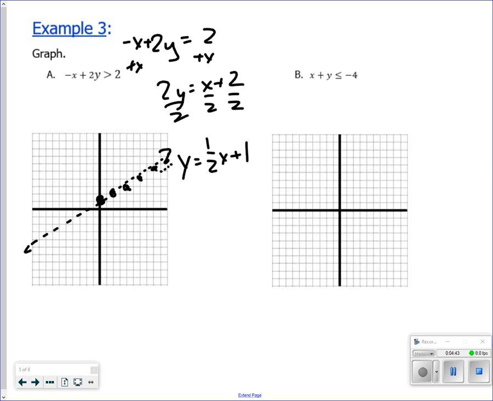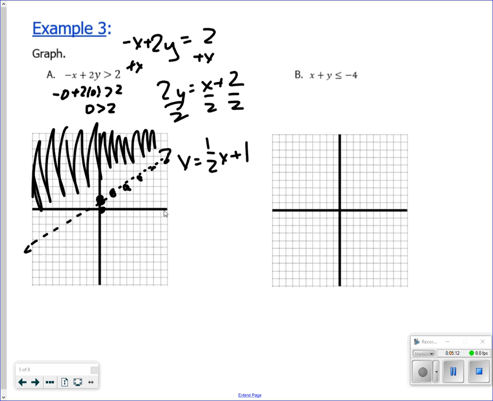How do I decide that? Pick any point you want that's not on the line. For instance, if I picked like (0, 0), which is right here, below the line. If you put 0 in for x and 0 in for y, is it true or not? So is 0 greater than 2? And the answer to that is no. So if it's not true below the line, it is true above the line. And remember, this being greater than is also a hint as well. All right.